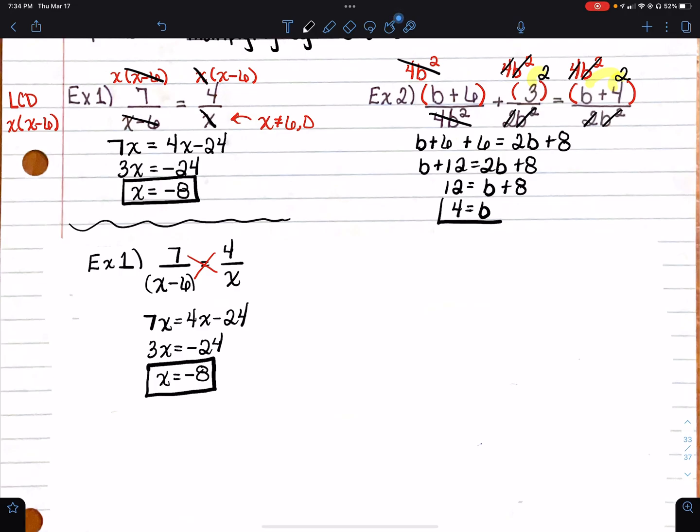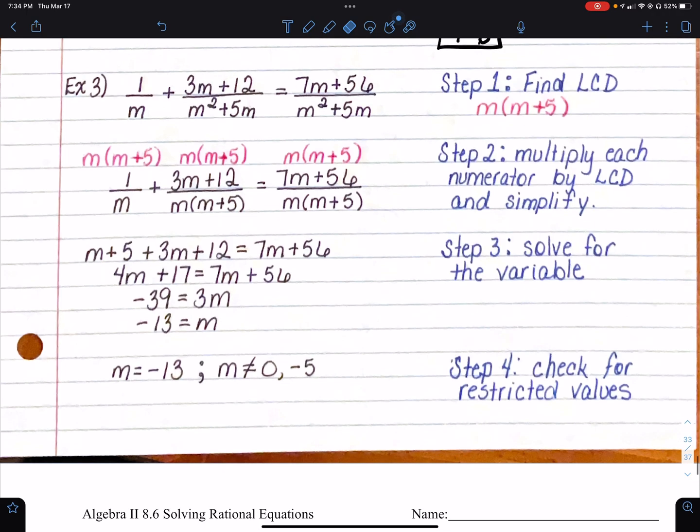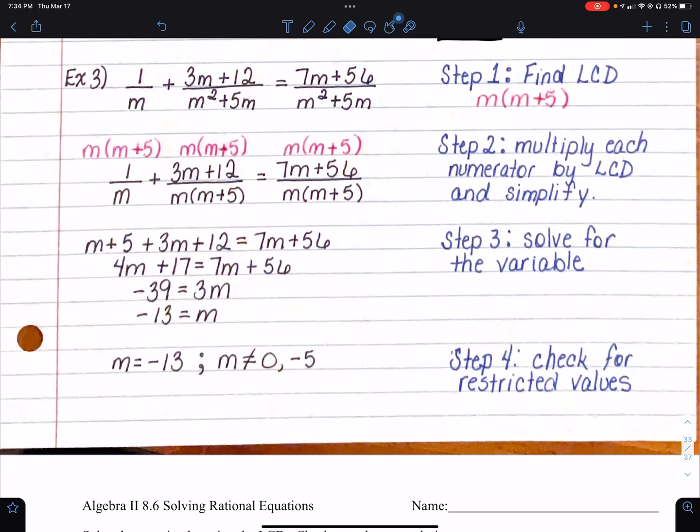As long as 4 was not an excluded value, this is a solution. So when I go back to look at my excluded values right here, all I had was that b could not equal 0. So that one there is a possible solution. All right. So let's go now and look at one that has all the steps listed so that you can write all these steps down for the examples that we've done here. On example 3, I've already written it out for you and I've listed the steps.